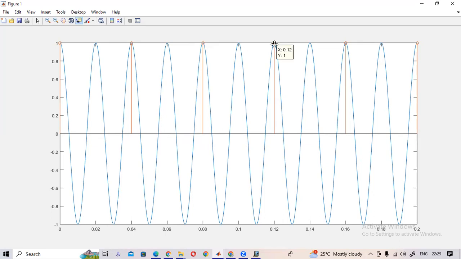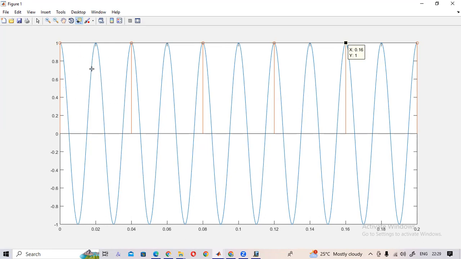Again after 0.04, you are getting another sample like this. So you will get samples like this. This is not good because you can see that this information is lost. If you get this sample, this information is also lost. So you have these voltage samples here, like this. Now tell me what is the period of this.